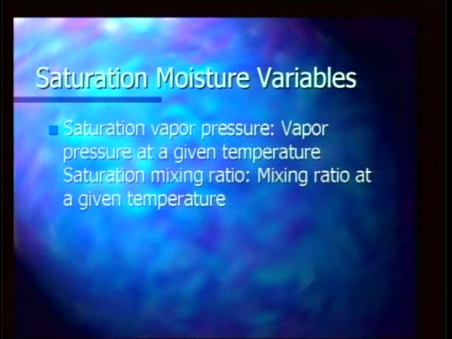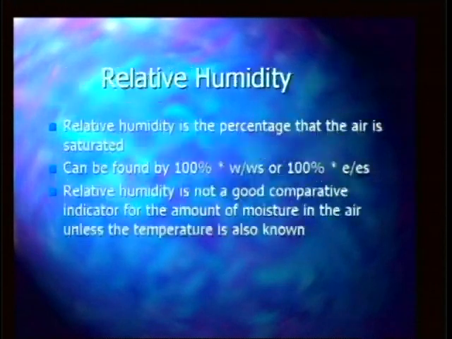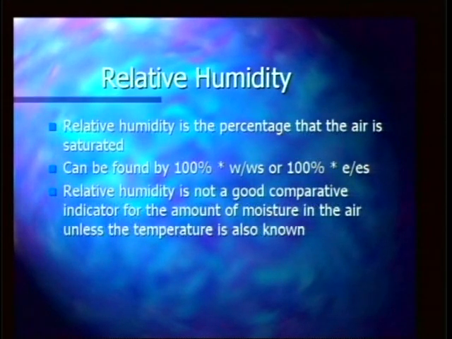Next, we'll look at saturation moisture variables. The saturation vapor pressure and saturation mixing ratio are found with respect to the temperature value, so that it's the maximum amount of moisture that can be in the air for that temperature. For the vapor pressure, it's saturation vapor pressure. For the mixing ratio, it's the saturation mixing ratio. And these are used to determine the value of the relative humidity. The relative humidity is the percentage that the air is saturated.